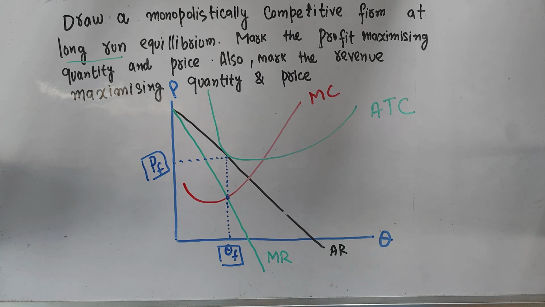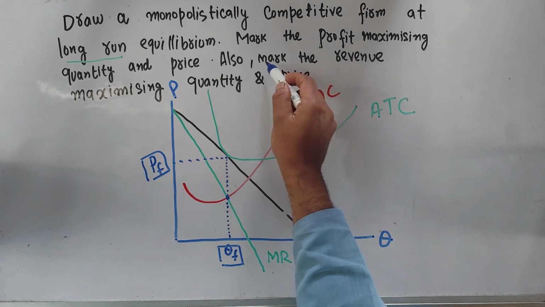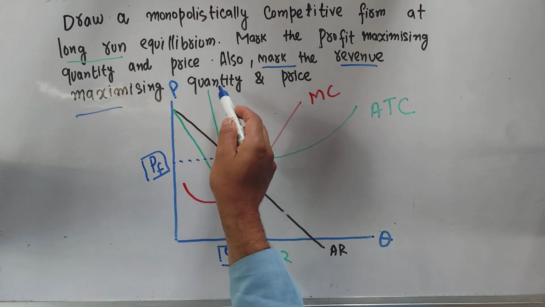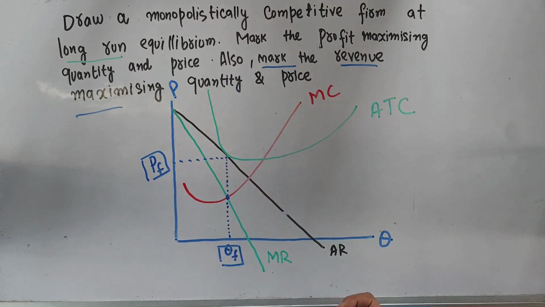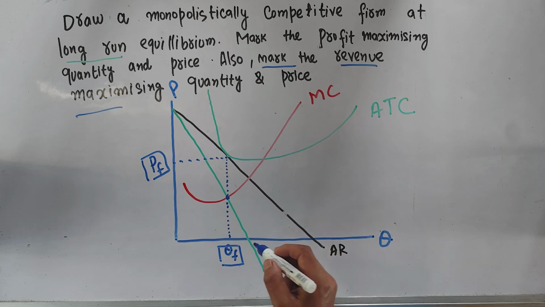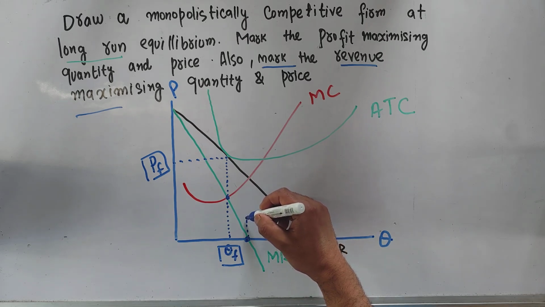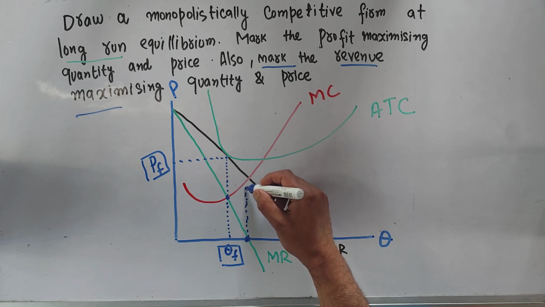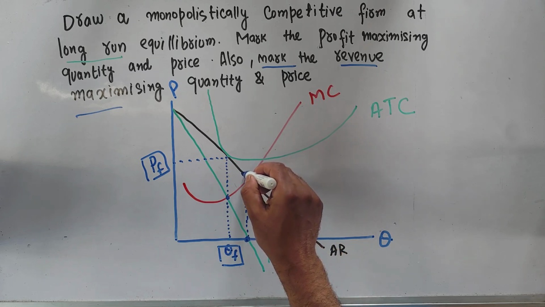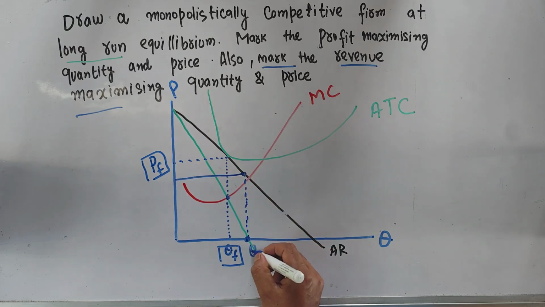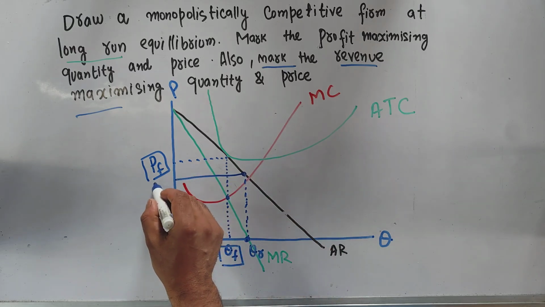Now since we also have to mark the revenue maximizing quantity and price, revenue will be maximized at the point where marginal revenue is equal to 0. Okay, so revenue will be maximized where marginal revenue is equal to 0. So corresponding to this point, if we draw it like this, let us denote it by QR, and the corresponding price will be PR.